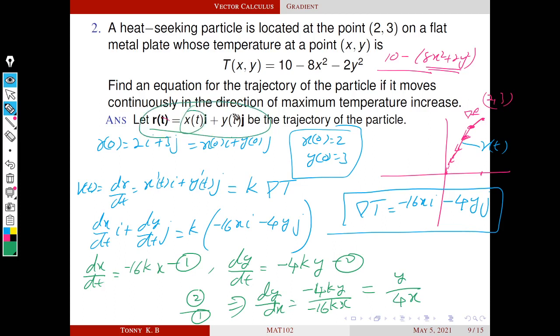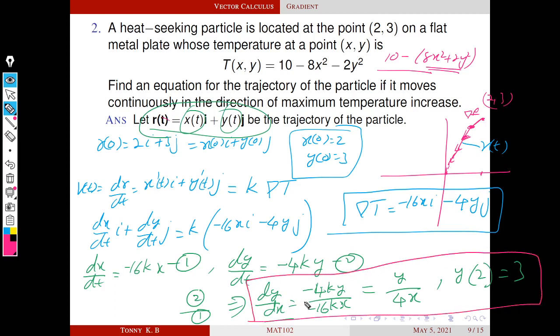That means we have to find x and y. Now we have a differential equation satisfying x and y, and also one initial condition. The initial condition is this one: whenever x equals 2, y equals 3. That's our initial condition, y of 2 equals 3. That means when x equals 2, the y value is 3. So ultimately we have to solve this initial value problem.